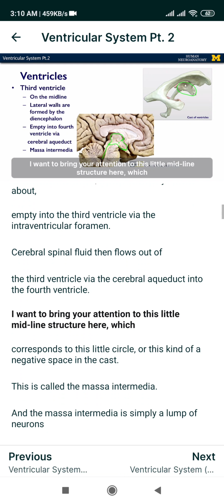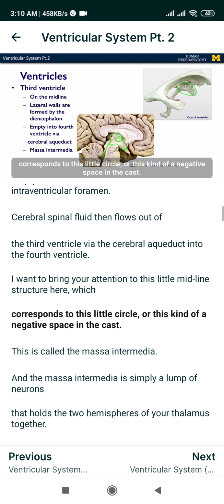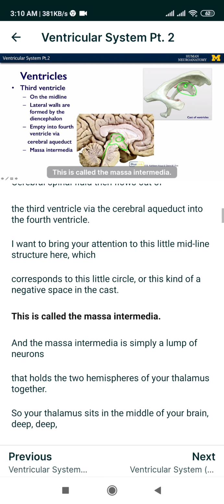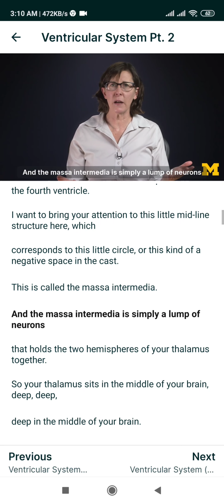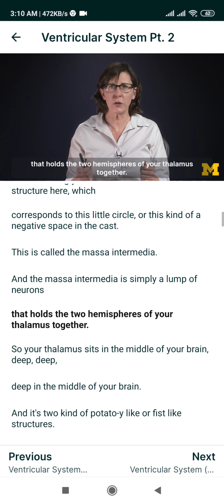I want to bring your attention to this little midline structure here, which corresponds to this little circle, or this negative space in the cast. This is called the massa intermedia. And the massa intermedia is simply a lump of neurons that holds the two hemispheres of your thalamus together.